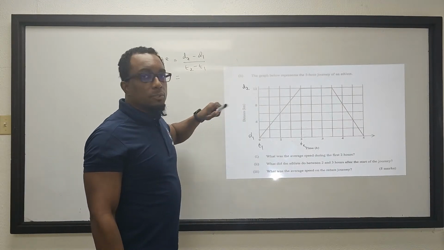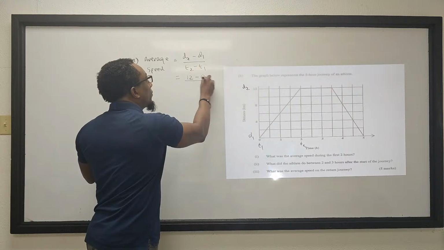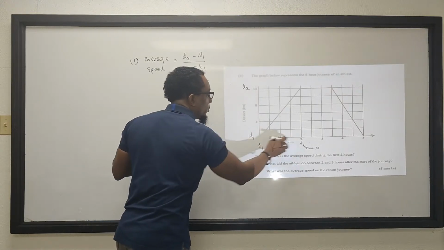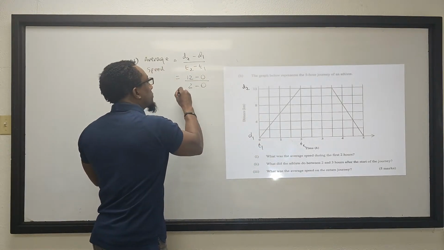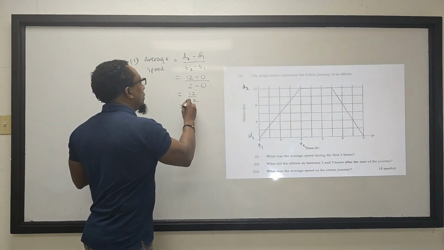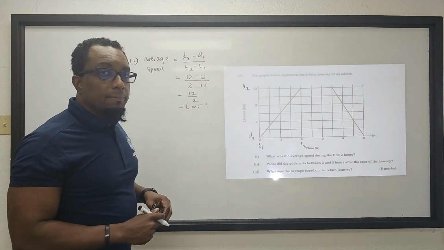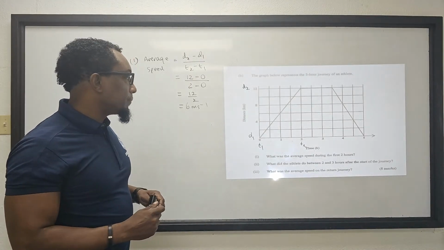And D2 is what? 12, minus D1 is 0, over T2 is 2 minus T1 is 0. So you're going to get 12 all over 2, which is 6 meters per second, the average speed of the first 2 hours.